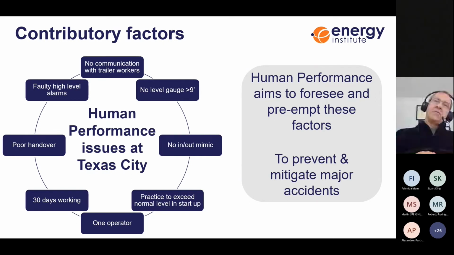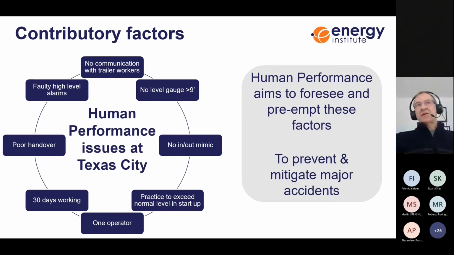There's no mimic of the inflow and outflow to the tower. It's practice to exceed the normal startup level. It should be 6 feet, they naturally went above that, despite there being a gauge only to 9 foot. One operator with 3 units, 30 days working, a whole handover, 40 high level alarms, a recipe for failure.